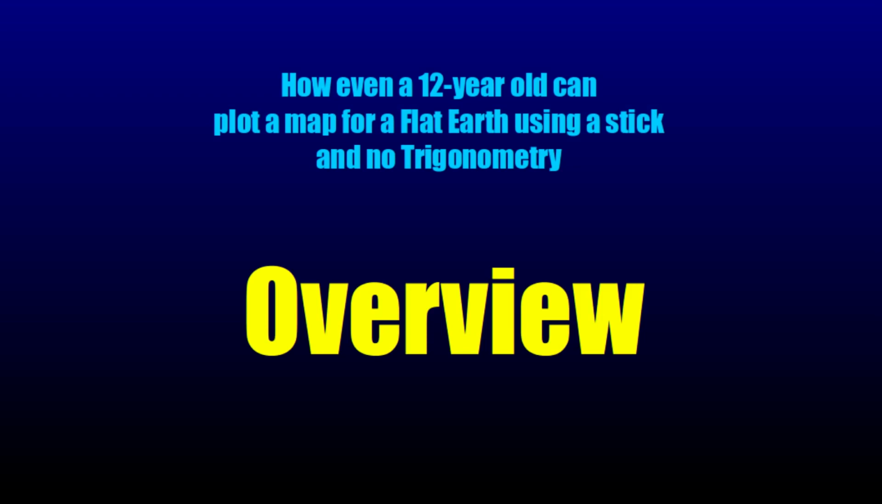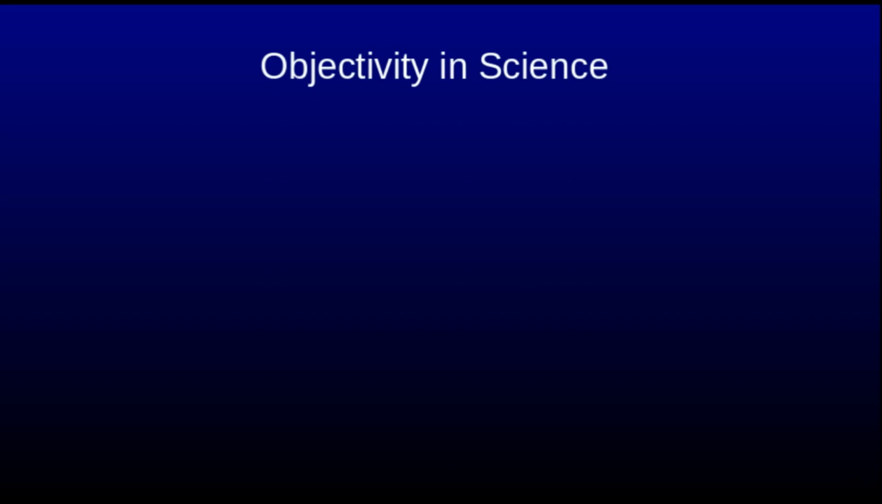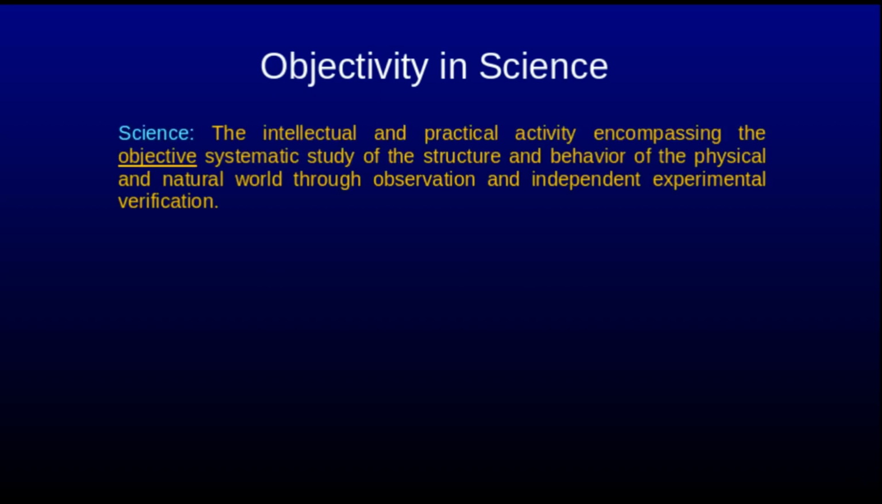In this video, I want to give an overview of the method very quickly. Objectivity is a cornerstone of science. If we look at the definition of science, it is the intellectual and practical activity encompassing the objective systematic study of the structure and behavior of the physical and natural world through observation and independent experimental verification. Objectivity is absolutely essential in order to tackle any topic.